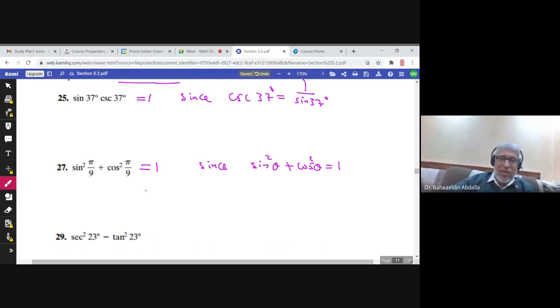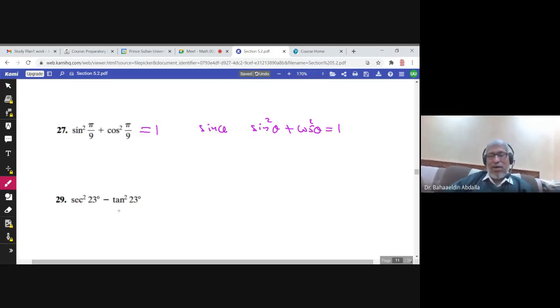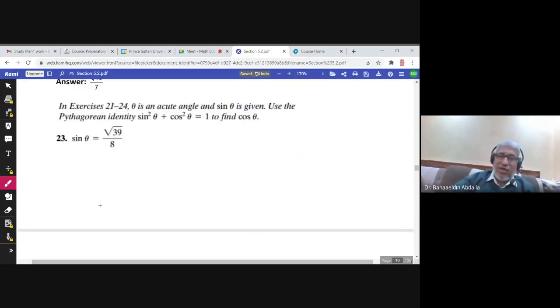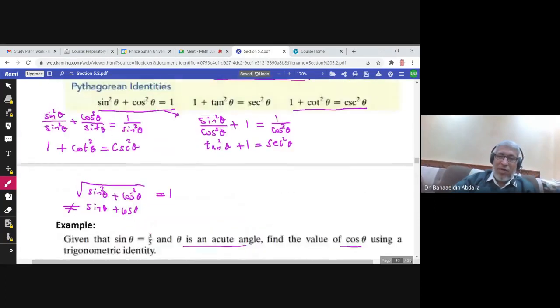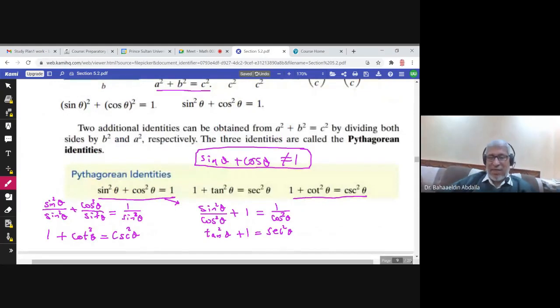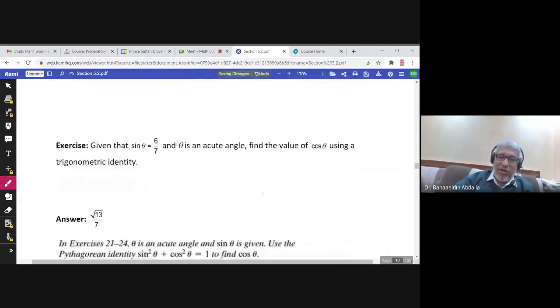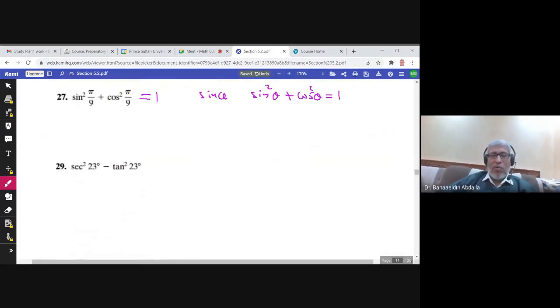What about secant square minus tan square? Is there an identity that relates secant square and tan square? Let us go back to the Pythagorean identities. This identity says that 1 plus tan square equals secant square. All right. So 1 plus tan square theta equals secant square theta. Here he did what? He took tan to this side.